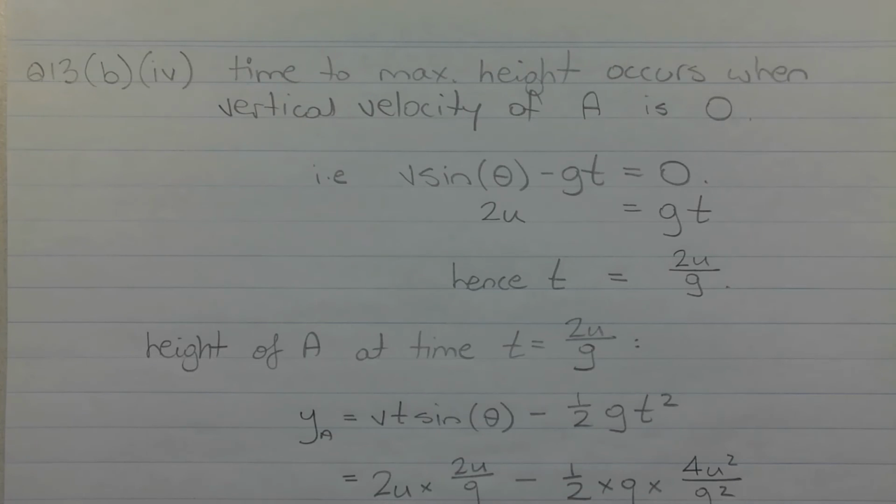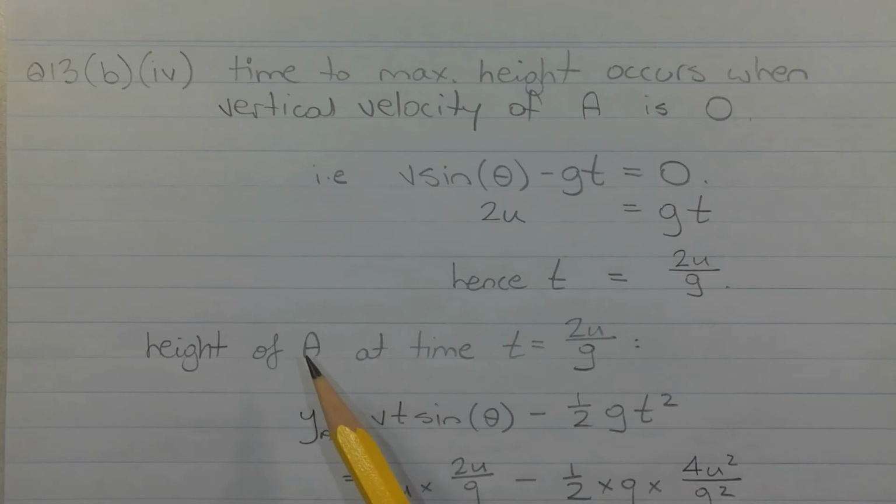The first thing we need to find is the time taken for particle A to reach the maximum height, and that occurs when the vertical velocity of particle A equals 0. In other words, v sin theta minus gt equals 0. And we need to solve this equation for t. Now, v sin theta is equal to 2u from before. So we get 2u is equal to gt. Dividing both sides of this equation by g, we get time to maximum height is equal to 2u over g.